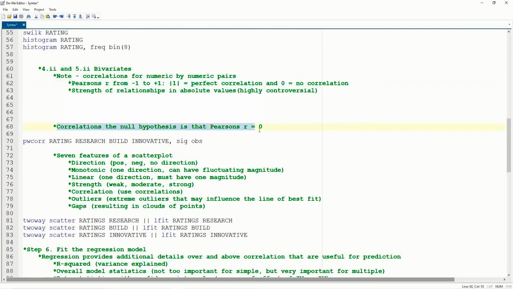Now, we do have a null hypothesis for Pearson's R, and the null hypothesis is that your Pearson's R is 0.